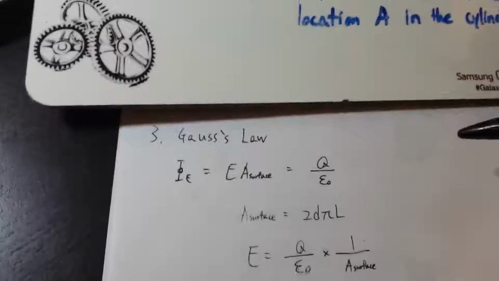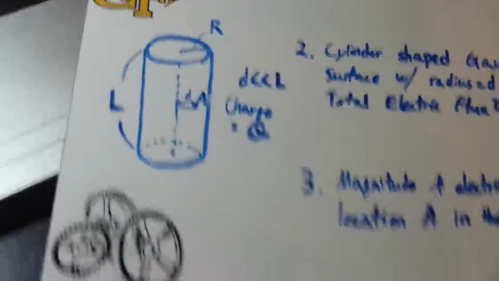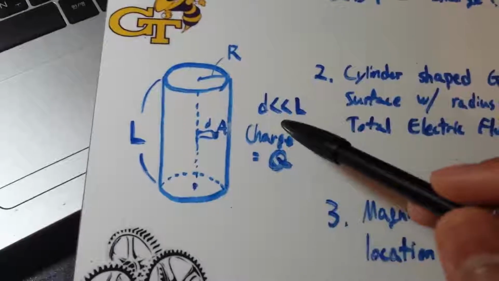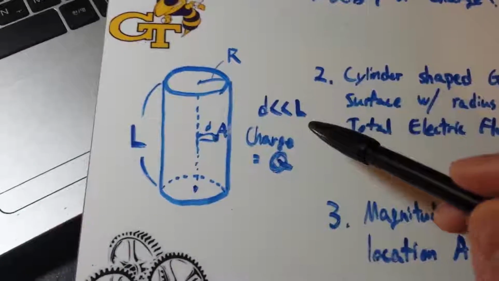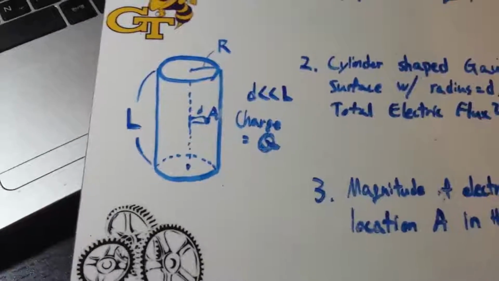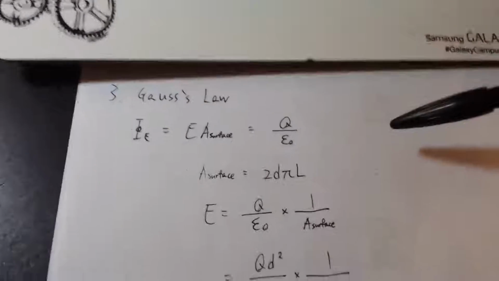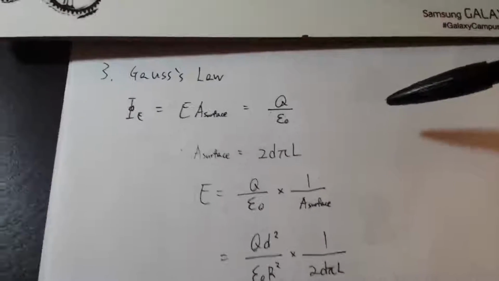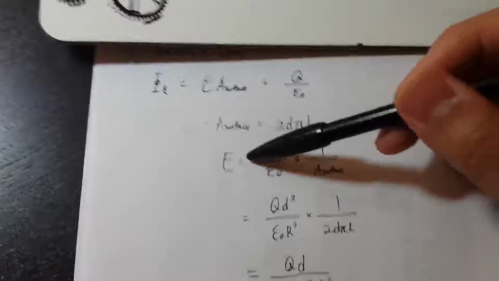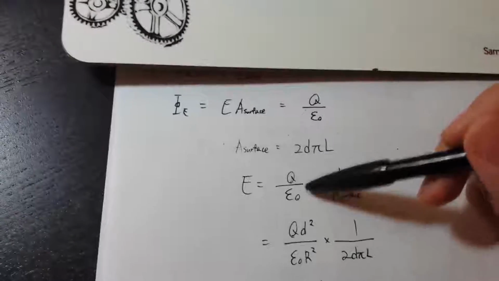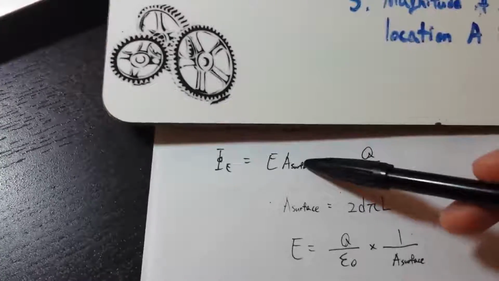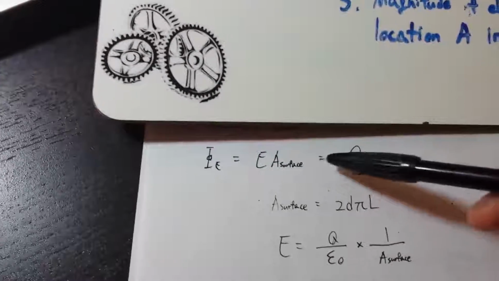We can simply neglect the area of the top and bottom plates of this imaginary Gaussian surface, because the original problem says that the distance d is very small compared to the height. So the area of the top and bottom surfaces of the imaginary Gaussian cylinder is very small, and we can neglect that in our equation. To find the electric field, we need the electric flux, and we can simply divide by the area of the surface on both sides.